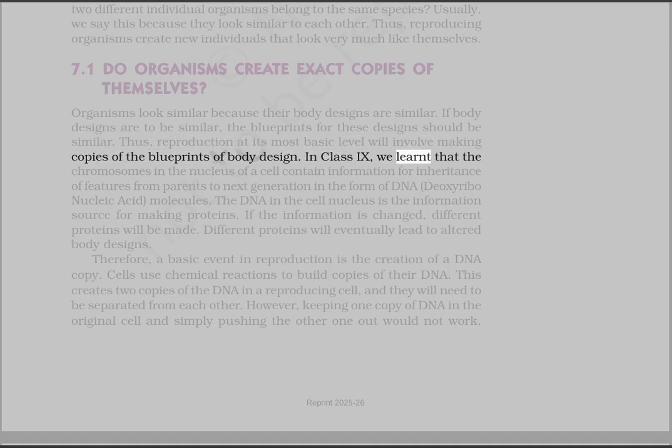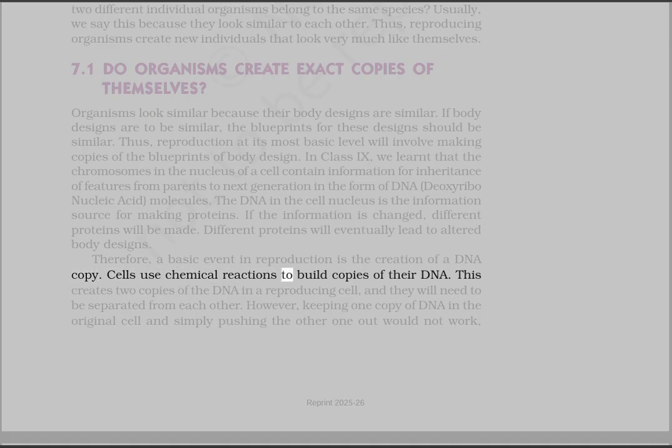In class 9, we learned that the chromosomes in the nucleus of a cell contain information for inheritance of features from parents to next generation in the form of DNA, deoxyribonucleic acid, molecules. The DNA in the cell nucleus is the information source for making proteins. If the information is changed, different proteins will be made. Different proteins will eventually lead to altered body designs. Therefore, a basic event in reproduction is the creation of a DNA copy.